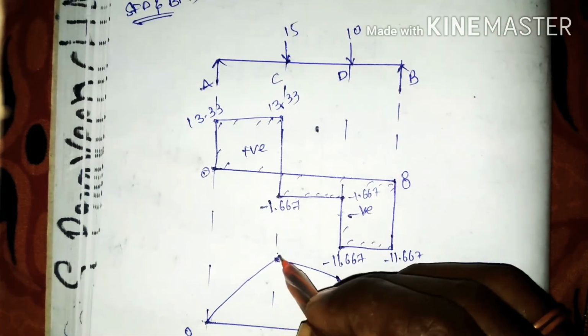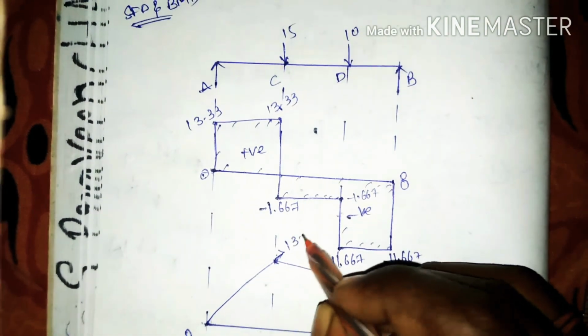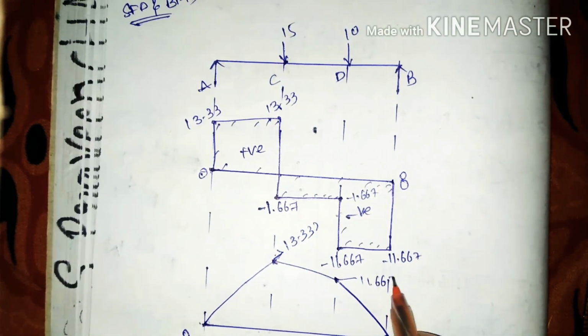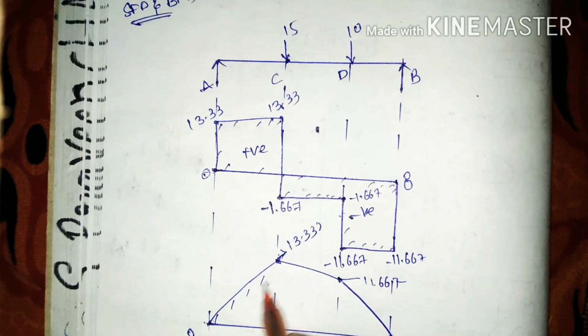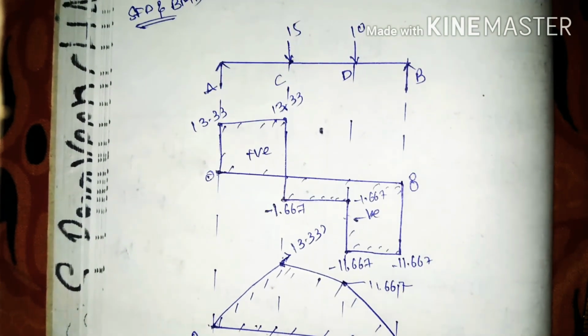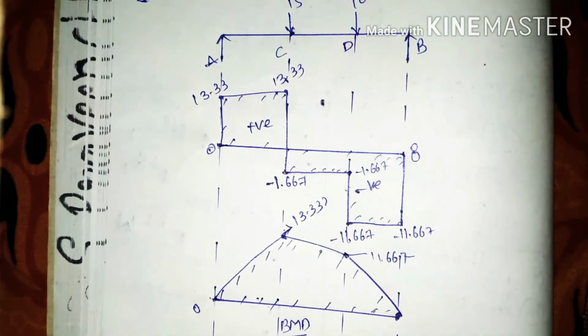It is going to be a maximum of 13.333 here and here it is 11.667. This is the bending moment diagram. For this also, use the scale and pencil to draw the diagrams in the examination.